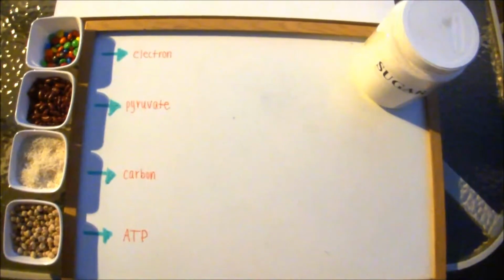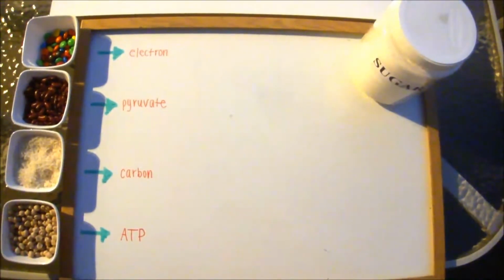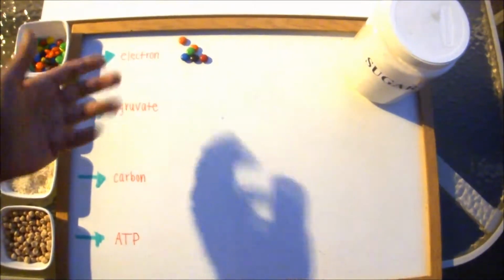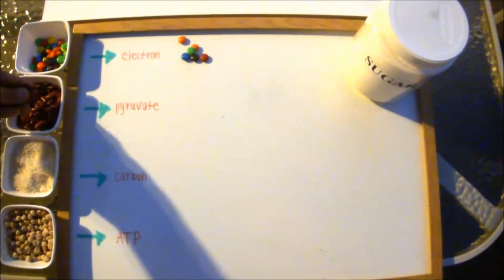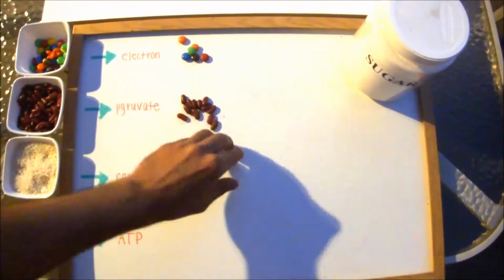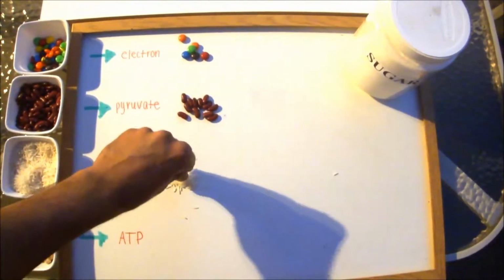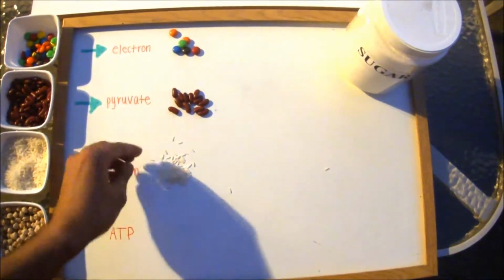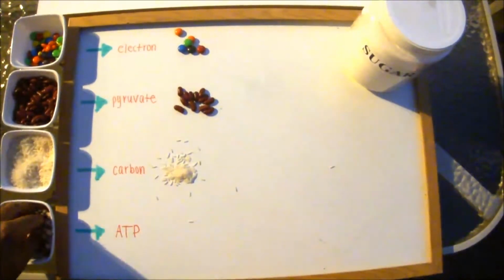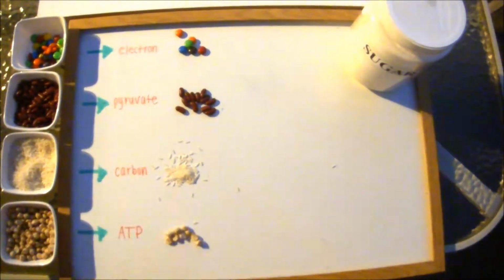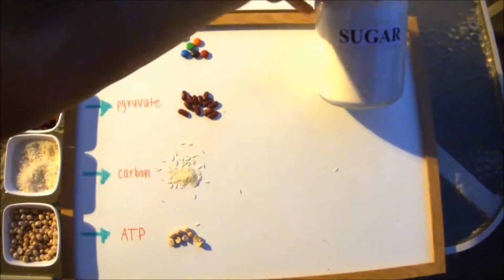So before we begin, let's explain some symbols that we'll be using in this presentation. These M&Ms will represent electrons. This pyruvic acid, or pyruvate, will be represented by these kidney beans. Carbon will be represented by the plentiful rice, because there's lots and lots of carbon. The ATP, which is energy, will be represented by these chickpeas. And finally, carbs or sugars will be represented by actual sugar.